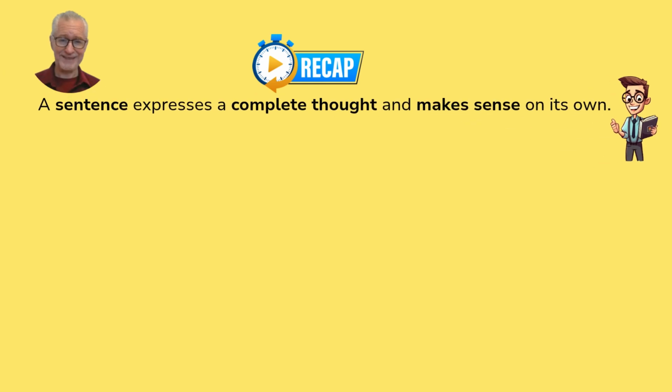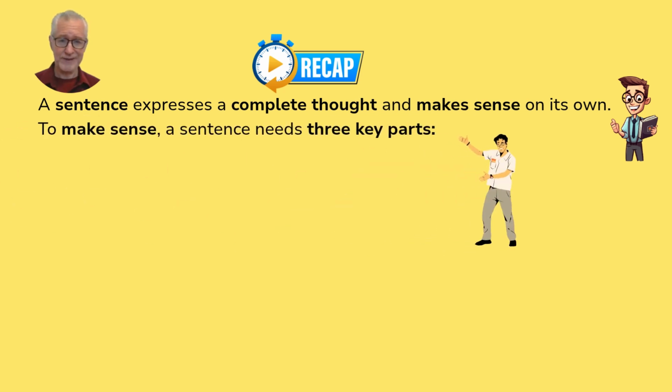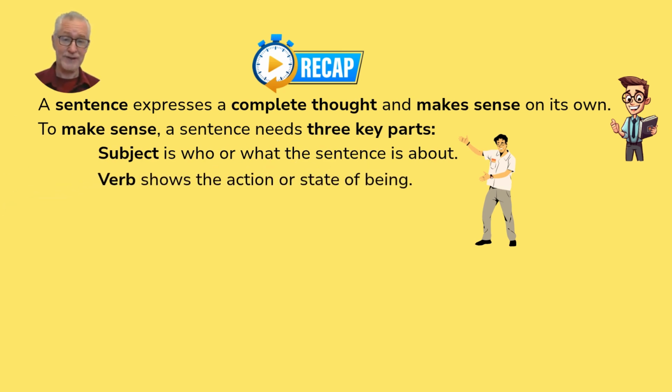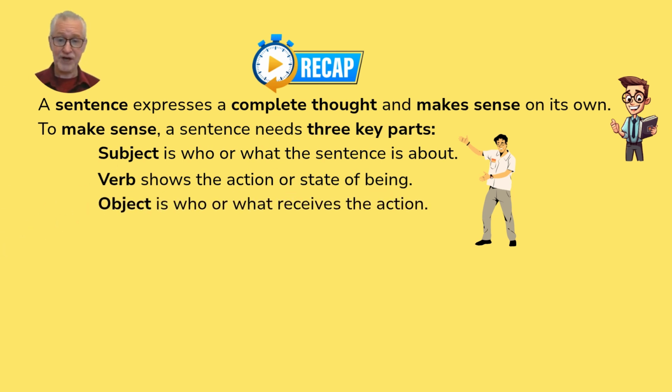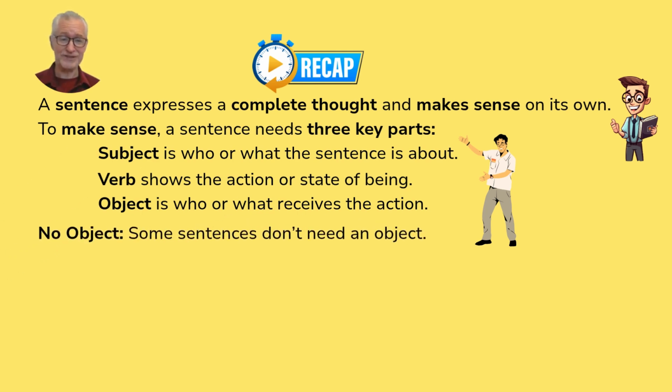Let's review and recap everything that we've covered in this video. A sentence expresses a complete thought and makes sense on its own. To make sense, a sentence needs three key parts. A subject, that's who or what the sentence is about. A verb, that's the action or state of being. The object, this is who or what receives the action. No object: some sentences don't need an object. A subject and a verb will do.